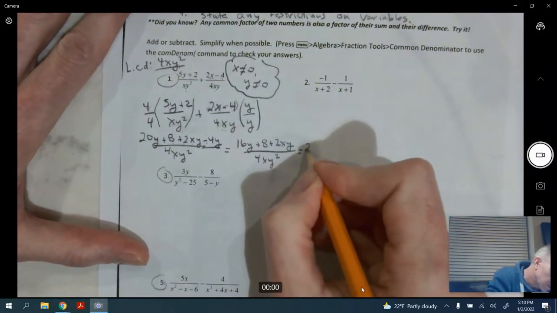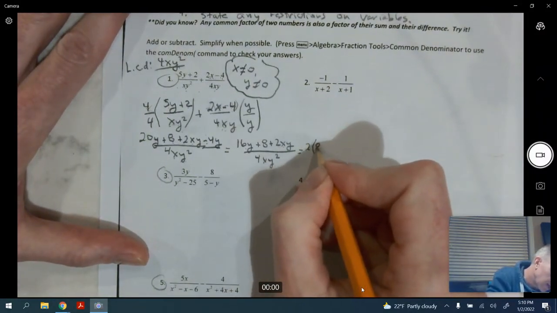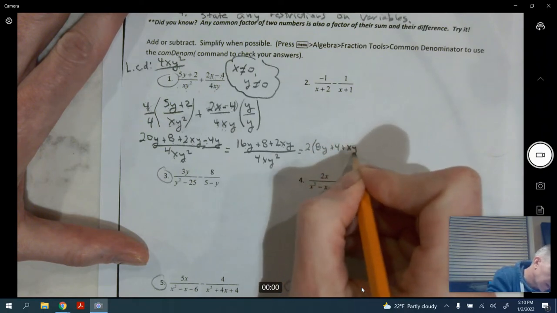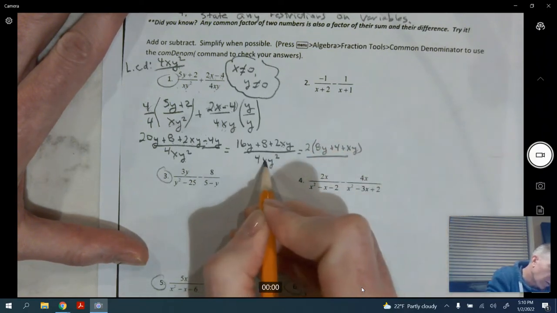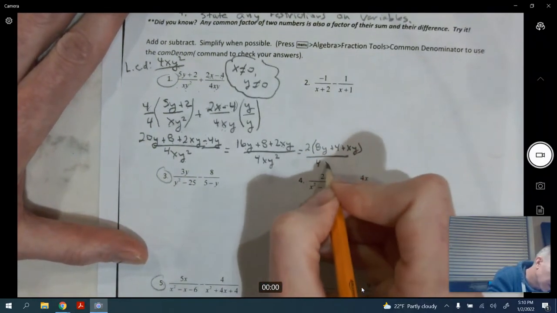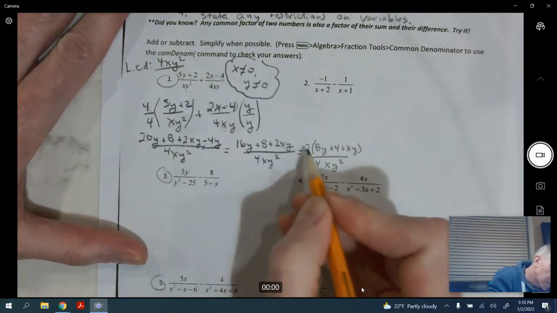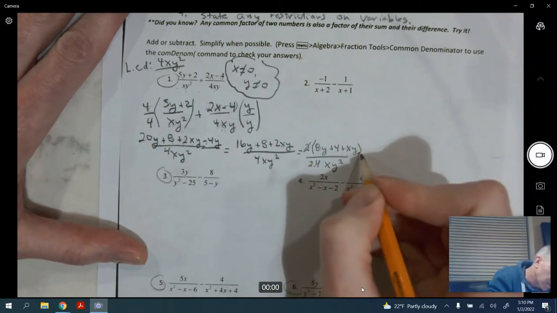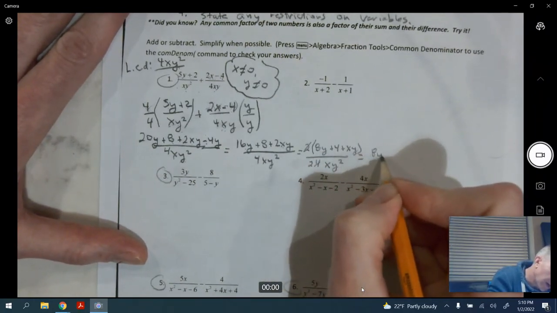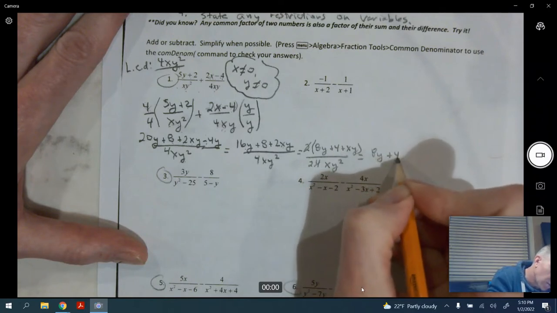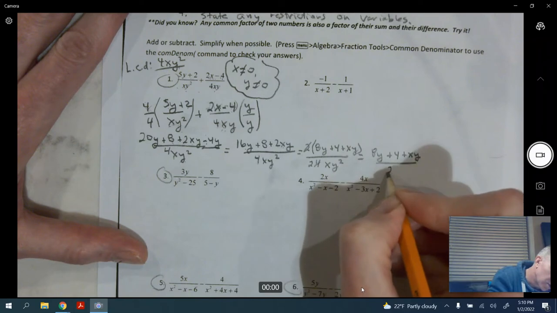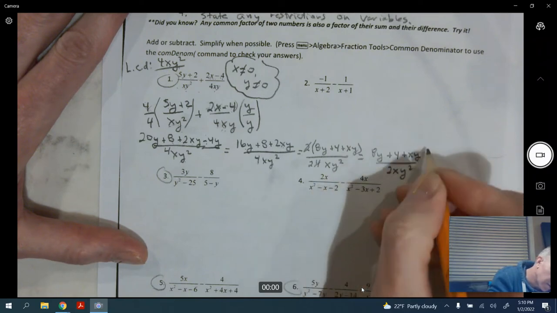So 2 times 8y plus 4 plus xy. On the bottom, we've got 4xy squared. And the 2 can reduce with the 4. That'll become a 2. And we've got 8y plus 4 plus xy over 2xy squared.